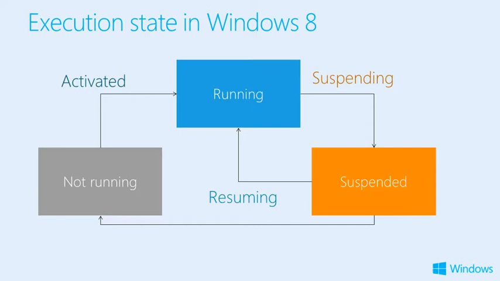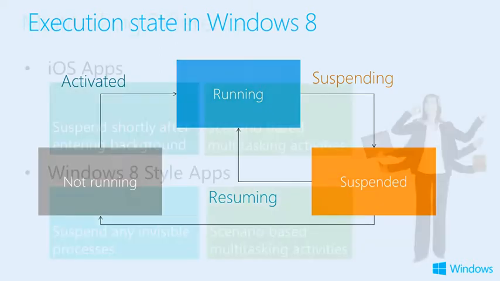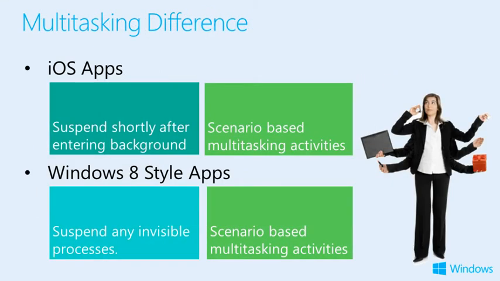Then the current application comes into the suspended state, and the new camera application comes into a running status. After the photo is taken, the camera application is suspended and terminated, and the suspended application resumes to the running state. Like iOS, Windows Store apps suspend any invisible processes, and both OSs use scenario-based multitasking strategies.